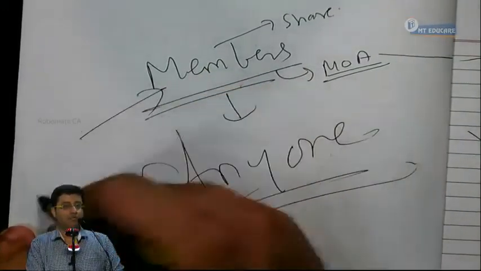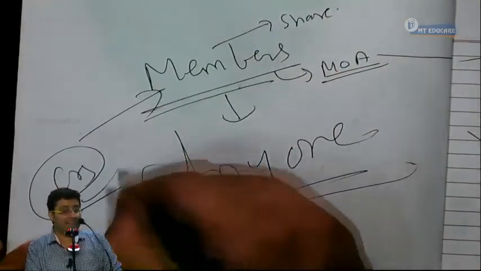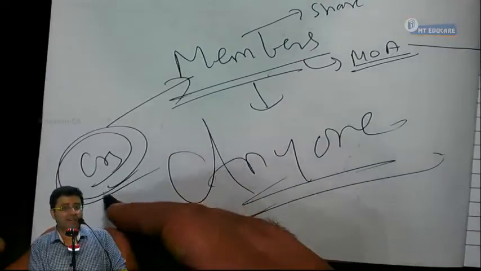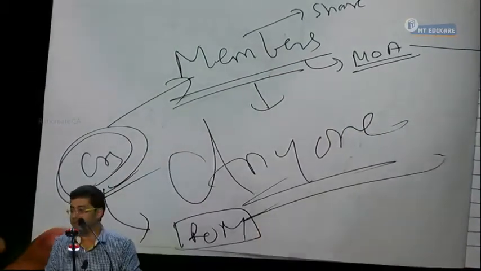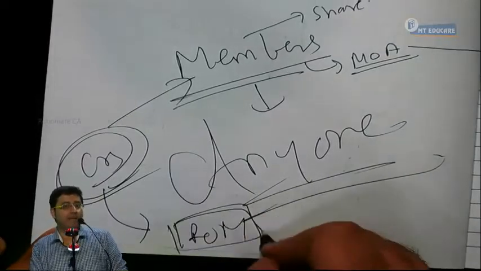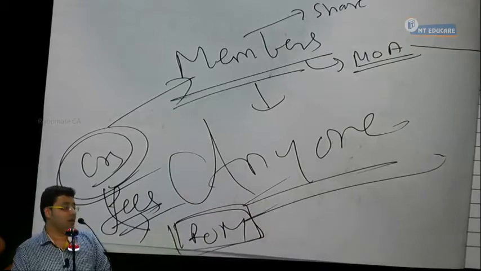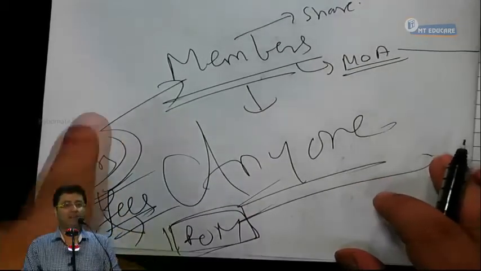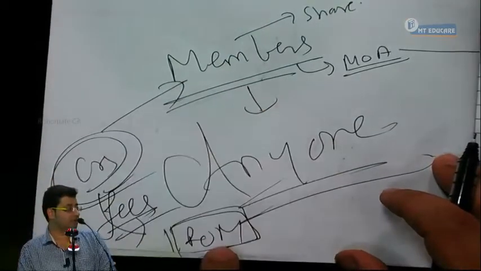If a creditor sells goods to a company and the creditor wants his name to be written in the register of members of the company, even the creditor's name can come in the register of members of the company if the creditor pays fees to the company. Now you will always ask me a question, why will a creditor who's selling goods to a company pay some fees to become a member of the company?